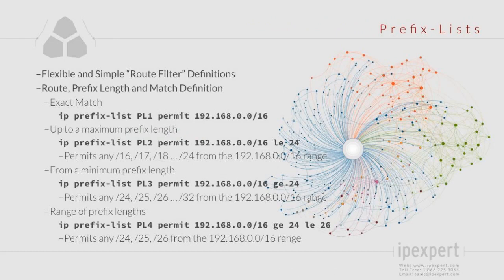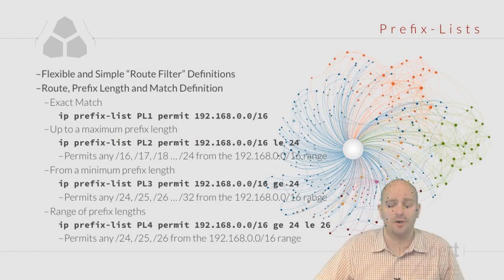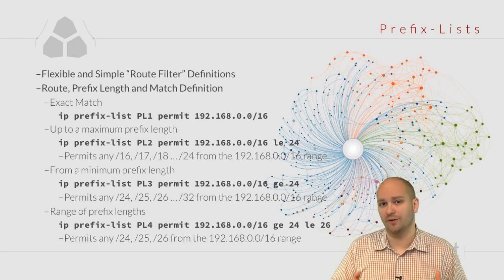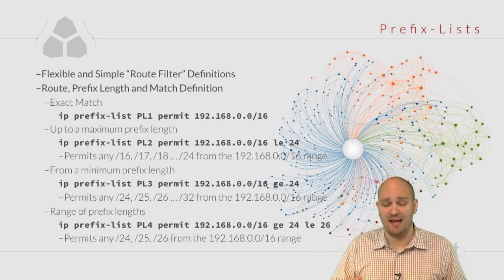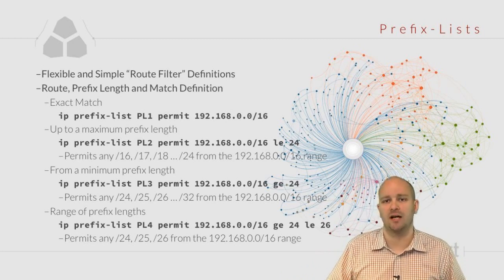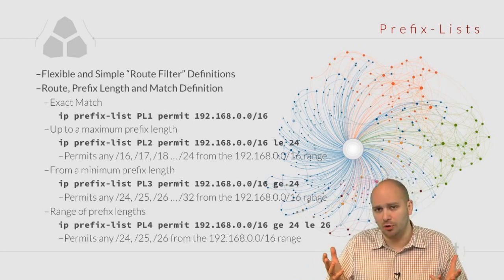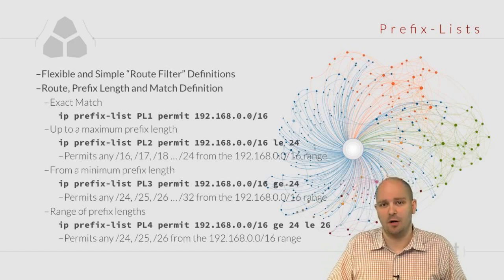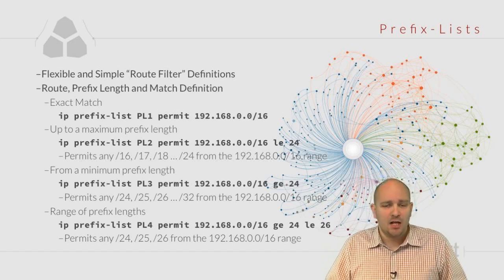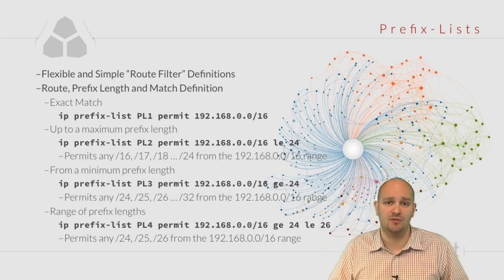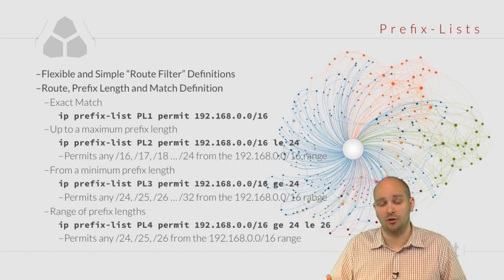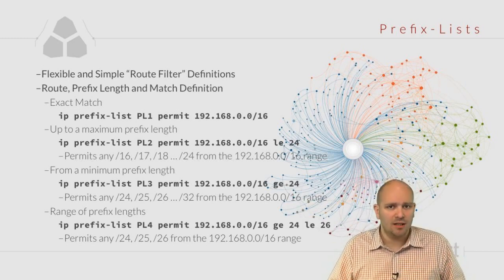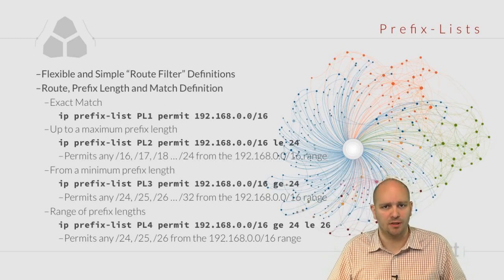Prefix lists give us flexible and simple route filter definitions. Now, what do I mean by route filter definitions? Sometimes we have certain routes that we want to advertise to certain neighbors, regardless of the protocol, and some of the routes that we would have been advertising to this neighbor, we do not want to advertise. So somehow we have to identify these routes and we have to configure our routers to not advertise these routes, or to filter them out. And we can do this in inbound or outbound direction.